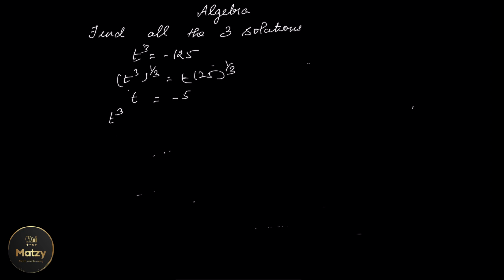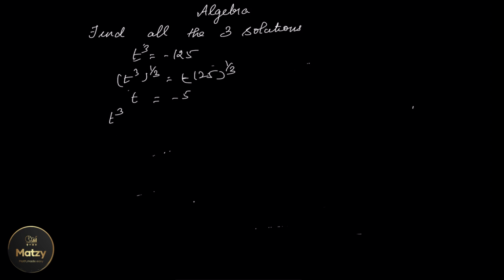Now we can find out the solutions for one cubic equation. Here t cube is equal to minus 125 is given in the problem. First I am taking cube roots for both sides. What will happen? I am getting t is equal to minus 5, because cube root of minus 125 is minus 5. So I got one solution. We have to find out the other two solutions.